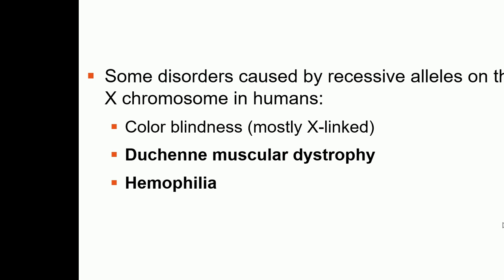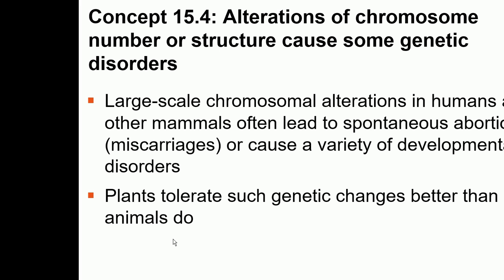So some disorders caused by recessive alleles on the X chromosomes in humans include diseases like color blindness, muscular dystrophy, and hemophilia. Okay, the last topic in this chapter, we are going to talk about what kind of situations can arise if there is an alteration in the chromosome number, or if some defect happens to the structure of the chromosome. So basically we know that as humans we have 23 pairs of chromosomes, or 46 chromosomes in us.